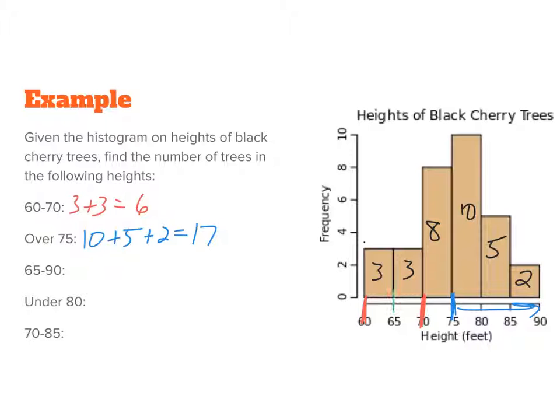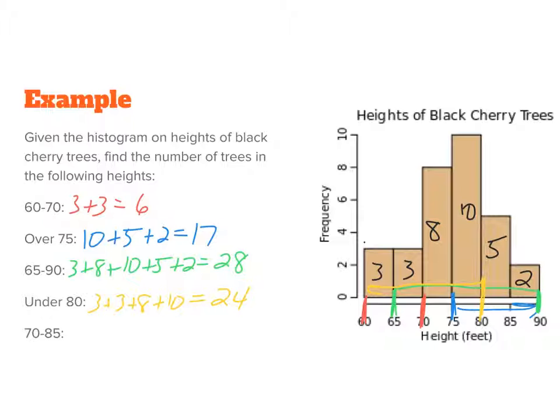Between 65 and 90, so 65 all the way to 90, I've got these 5 bars to add up. So I'm going to do 3 plus 8 plus 10 plus 5 plus 2. And that's going to get me an answer of 28. There are 28 trees between 65 and 90 feet tall. Under 80, so if I start at 80 here and I go under, which is to the left, I add up those 4 bars. So 3 plus 3 plus 8 plus 10. That's going to get me a total number of 24.